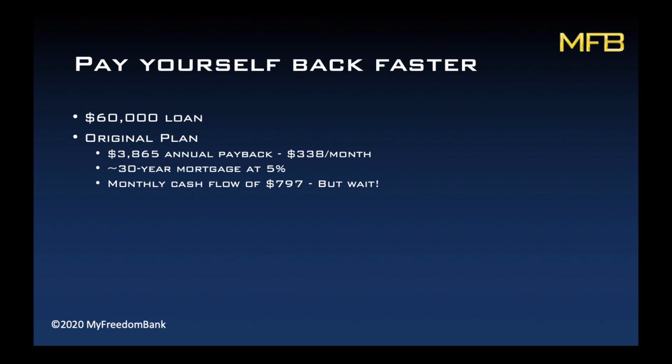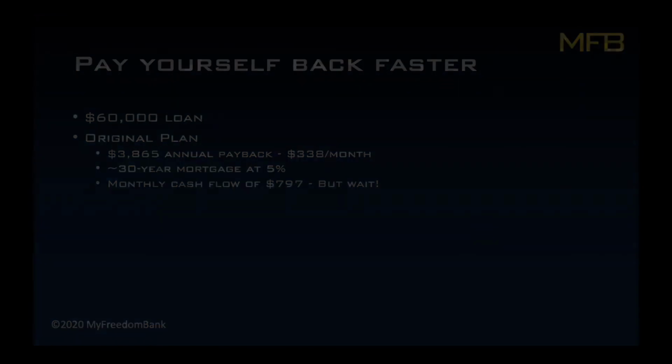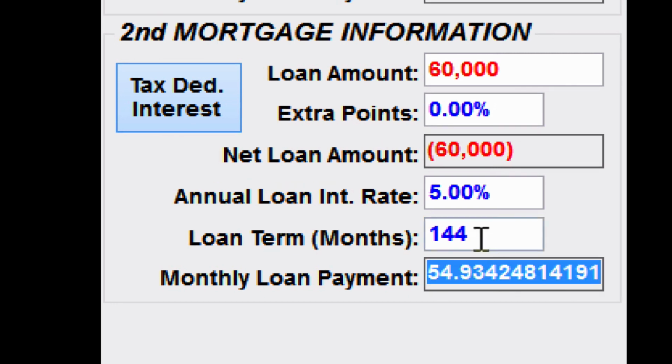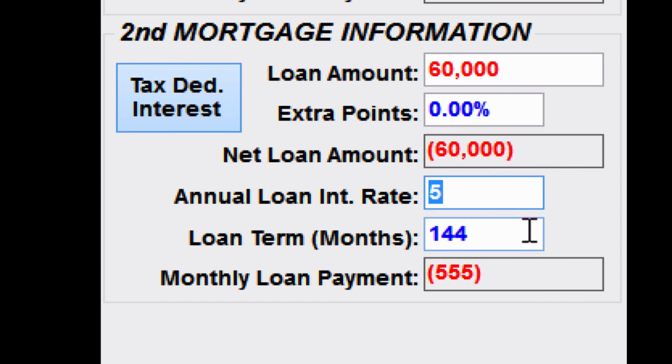I mean, if you're not living on this money, are you just spending it? Is that a good banking principle? No judgment here, but let's talk about paying ourselves back faster and see what happens. Let's change our second mortgage payback, which is the policy loan. So let's consider paying back as if we had a 12-year or 144-month term.